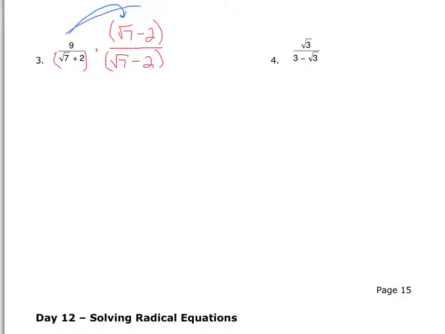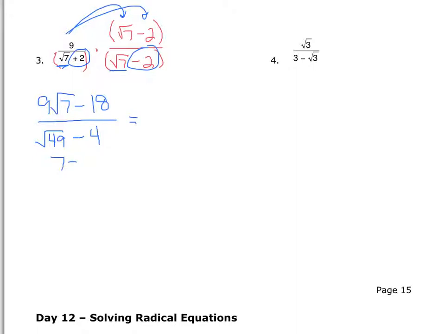If I distribute the 9, I get 9 radical 7 minus 18. On the bottom, I'm going to multiply the first part, so that's radical 49. And positive 2 times negative 2 is negative 4. The square root of 49 is 7. So 7 minus 4 will leave me a 3 on the bottom. And the top part is still 9 radical 7 minus 18.